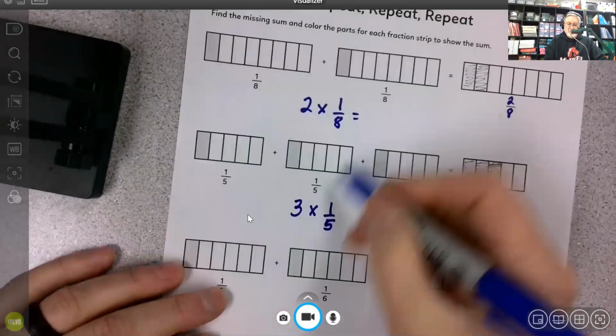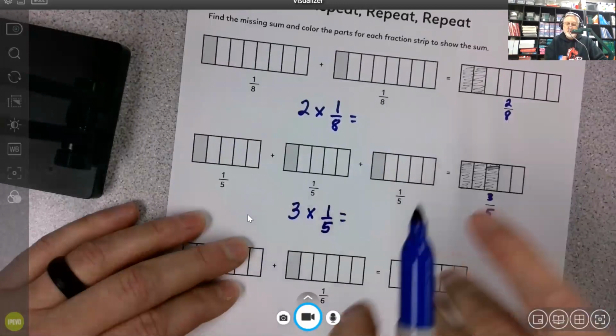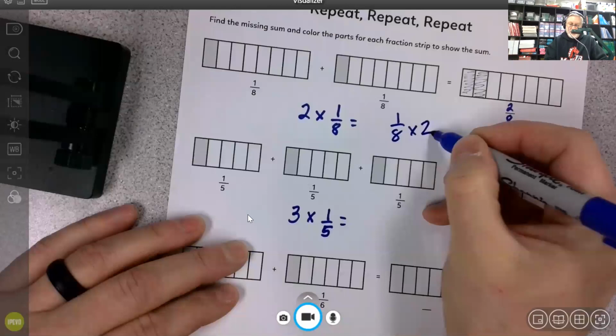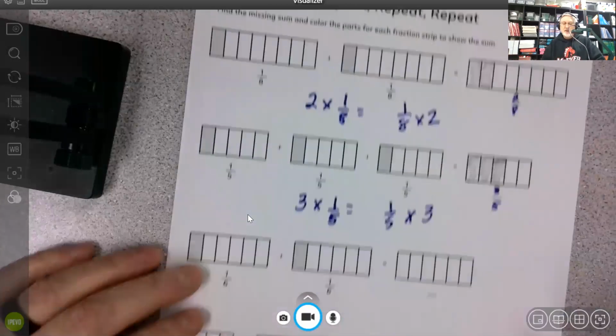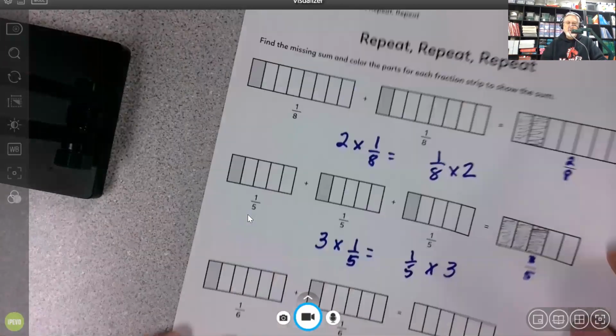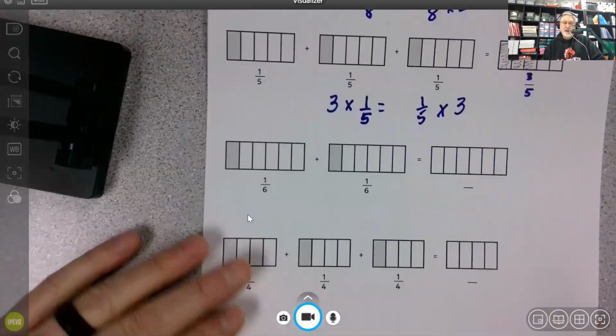Now it doesn't matter which way I have these factors. Remember, I can switch them. So I could even do 1/8 times 2, or I could do 1/5 times 3. It doesn't matter which is first and which is second, because the commutative property tells me that I can switch them, and I'll still get the same answer when I multiply.